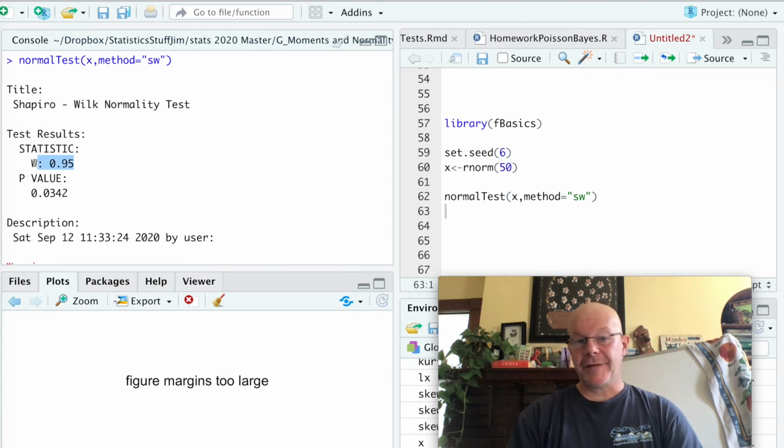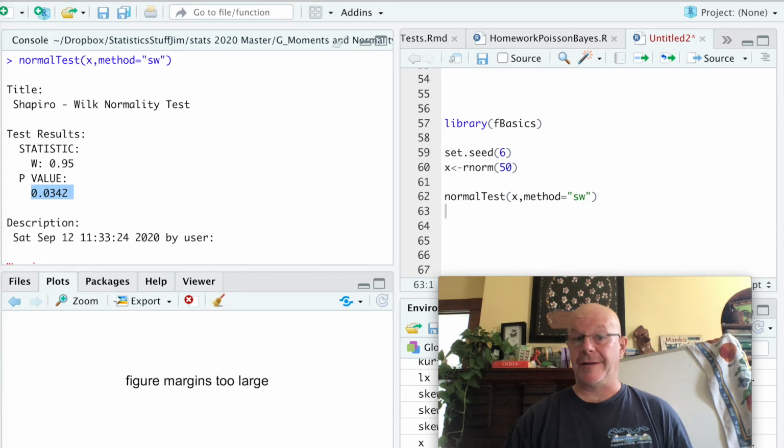And we get a test statistic, don't worry about that. And then we get a p-value. And we already talked a little bit about p-values. Since that p-value is below that arbitrary 0.05 threshold, we might say that it is significant. The null hypothesis here is that the data are drawn from a normal distribution. And so the alternative would be that the data are not drawn from a normal distribution. And thus, according to the Shapiro-Wilk normality test, our data are not normal.